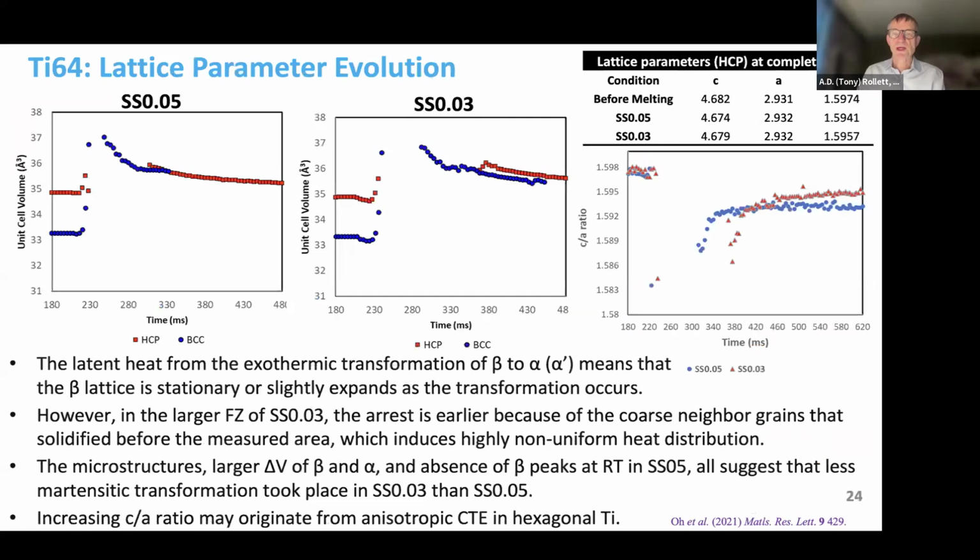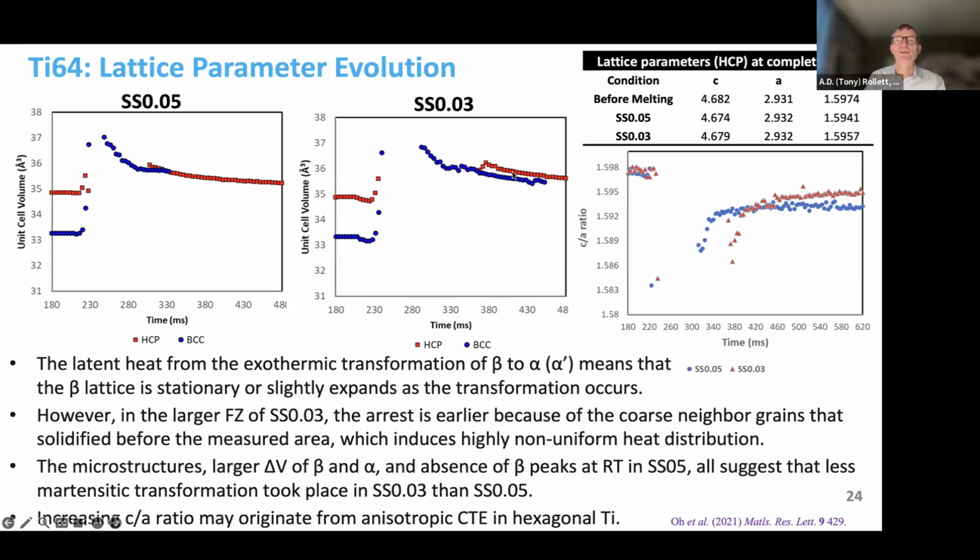Another way to look at this is to look at the unit cell volume as a condensed version of the information. In the case of the higher rate experiment on the left, there is some overlap of the beta and the alpha, but the beta definitely goes away completely. Whereas at the lower rate, the transformation is slower, no surprise, but the beta persists throughout the experiment.